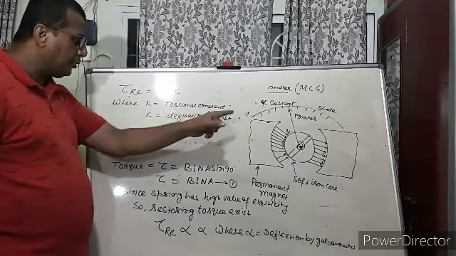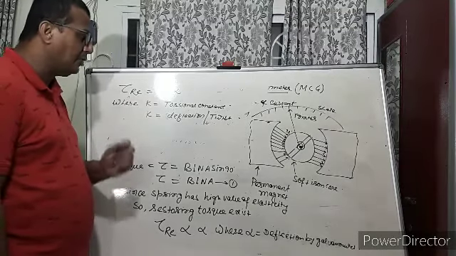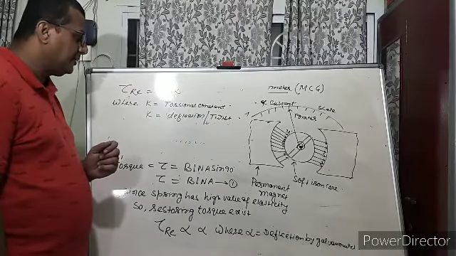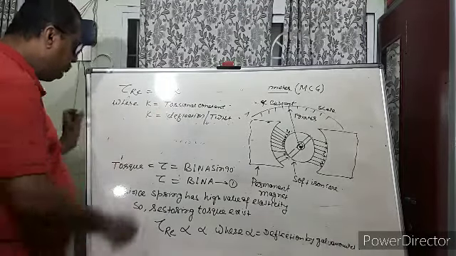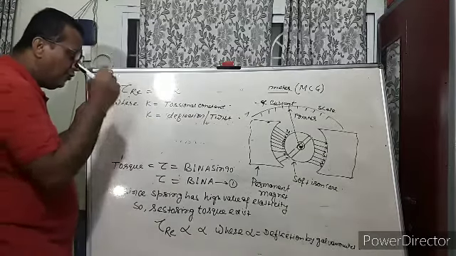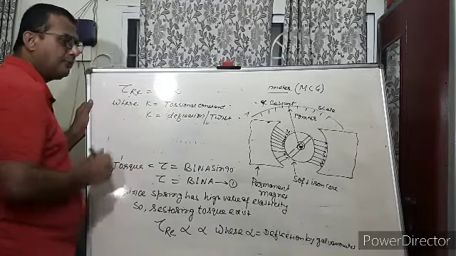K depends on the property of a spring. Generally, a spring is made of phosphor bronze, so it has high elasticity, and this is calculated numerically as deflection per unit twist. Means in one twist how much deflection is taken, that is the value of K.